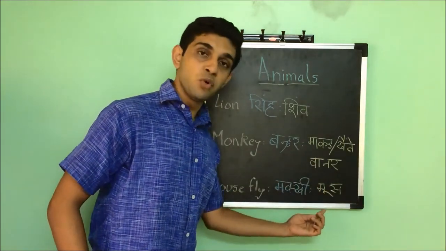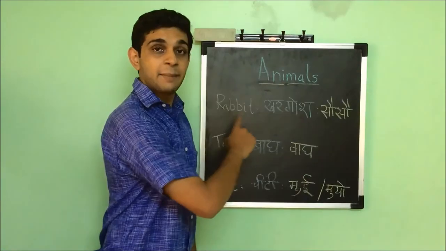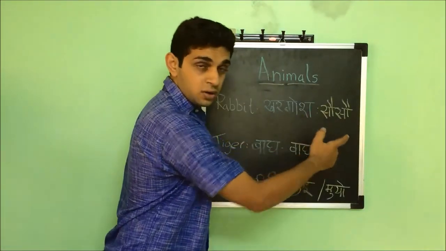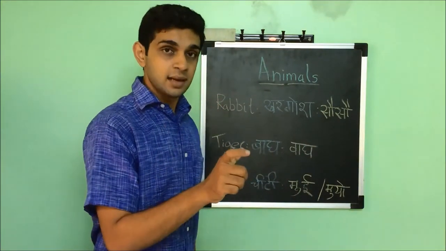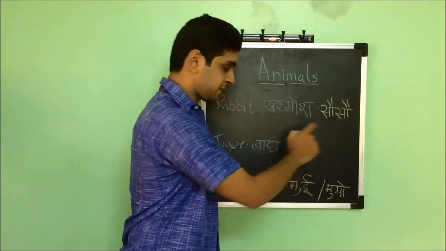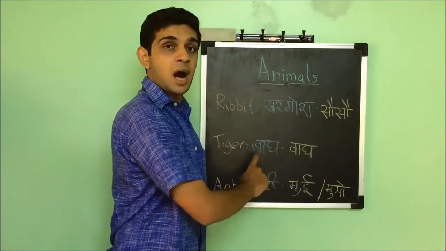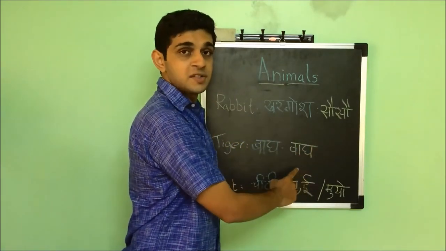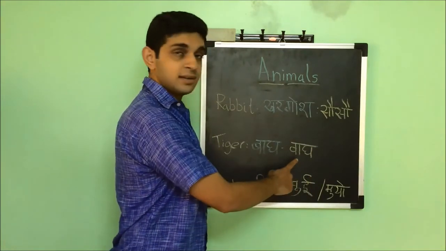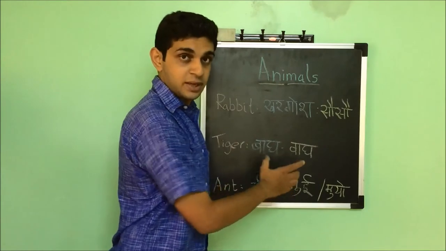Housefly is moose. Rabbit, khargosh in Hindi, right? Saso. The pronunciation should be nasal, okay, from your nose. Saso. Tiger, bagh in Hindi, right? In Konkani it is vagh. The only difference is here you use ba and here in Konkani we use va, okay? Vagh.